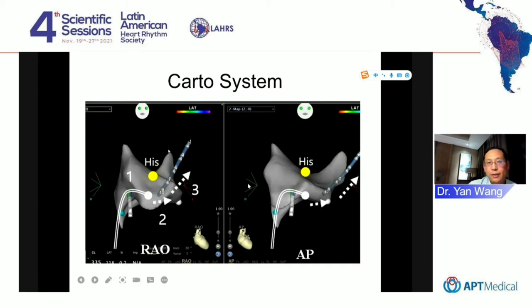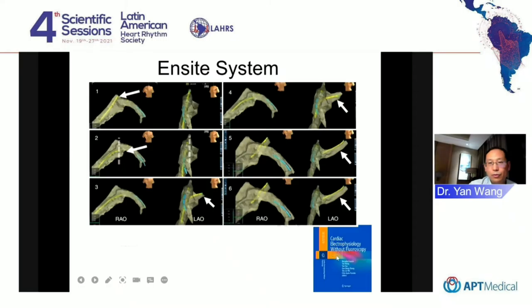This catheter is placed without fluoroscopy. This is our book published two years ago by Springer, a first-class publishing house. We perform this with the InSet system. In just 5 seconds, we can place the catheter without fluoroscopy.